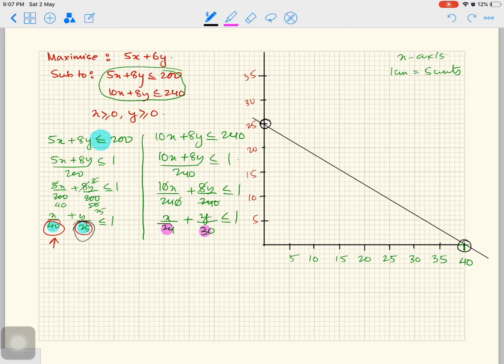And the second one, 24 and 30. Let's plot that as well. So where would 24 be? That's 20 here, that's 25, so 1, 2, 3, 4, that's 24, if you can see here. And 30 is quite simple, here is 30. So let me join that one as well.